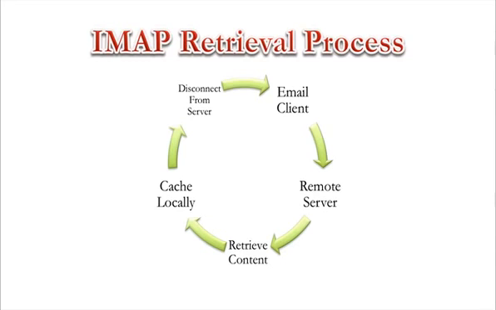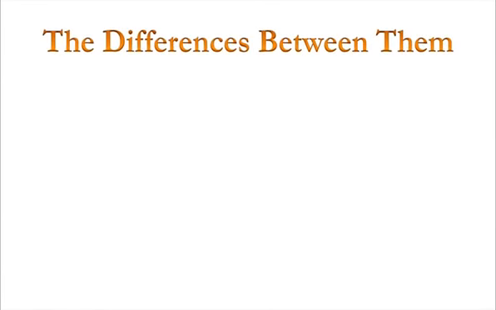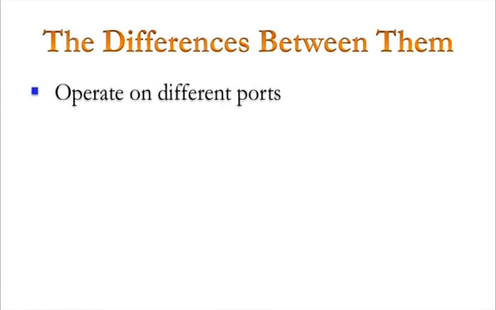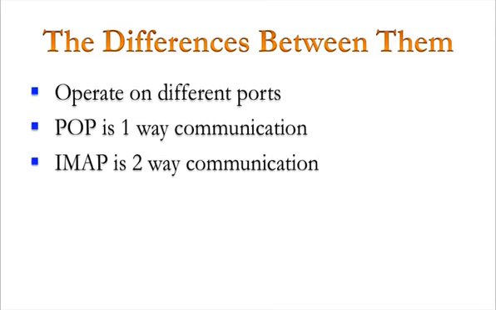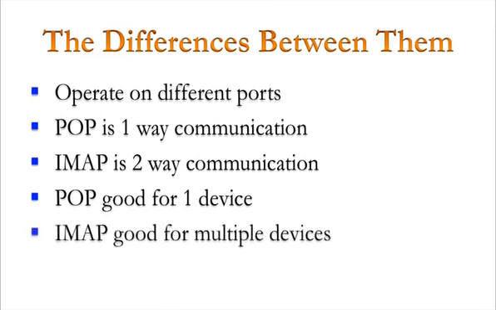There are several differences between IMAP and POP. The two protocols generally operate on different ports. Essentially, POP is a one-way communication path, whereas IMAP offers two-way synchronization between server and client. POP is sufficient if you're accessing your mail using only one device, such as your PC. IMAP is a protocol of choice if you need to access your email from multiple locations, for example, both from your office workstation and your notebook or tablet.